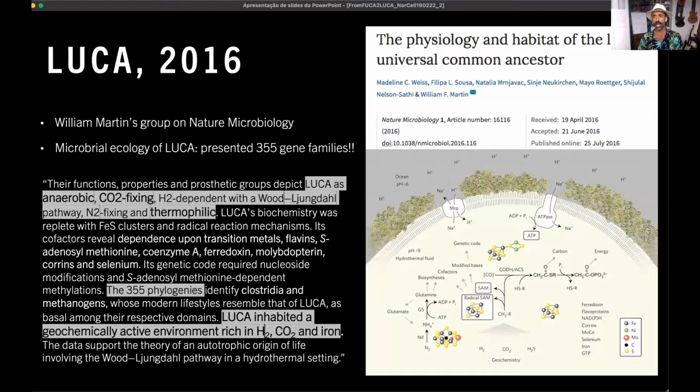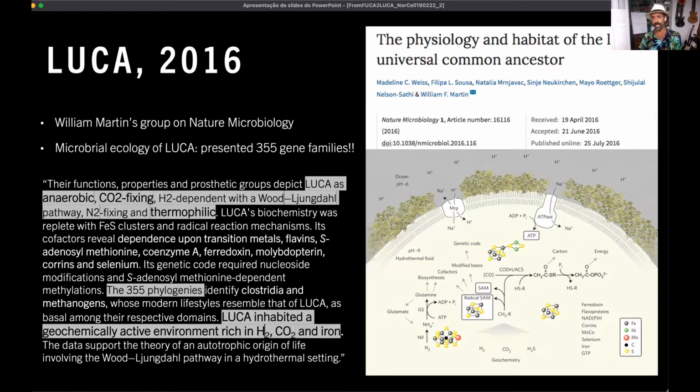The most significant work in this top-down approach nowadays, according to me, was the paper published by William Martin's group in 2016 in Nature Microbiology, in which they found that Luca was an anaerobic, carbon dioxide fixing organism, dependent on hydrogen, and inhabited a geochemically active environment rich in hydrogen, carbonic gases, and iron.